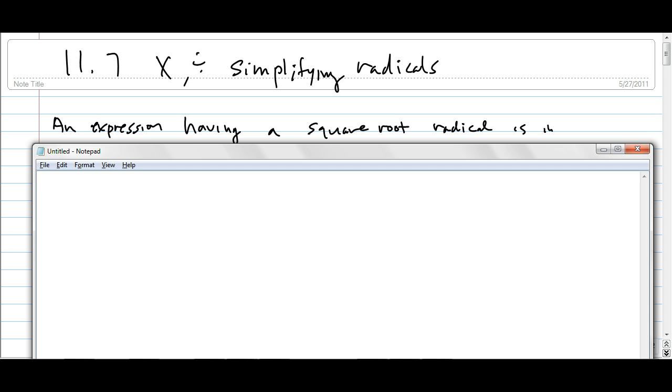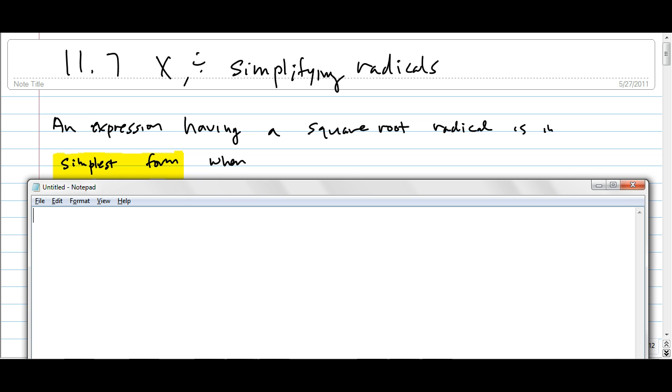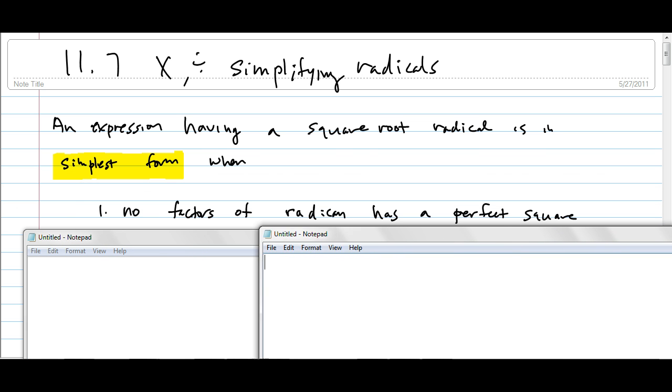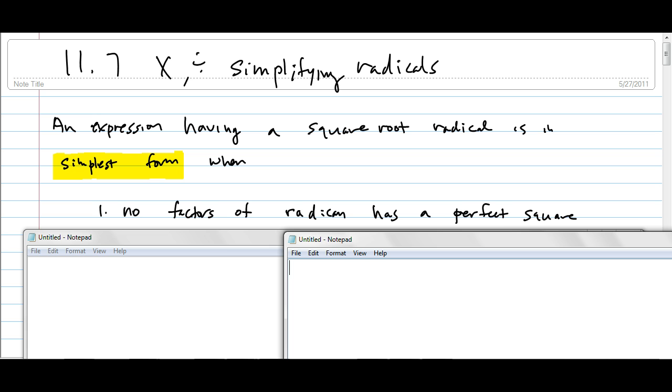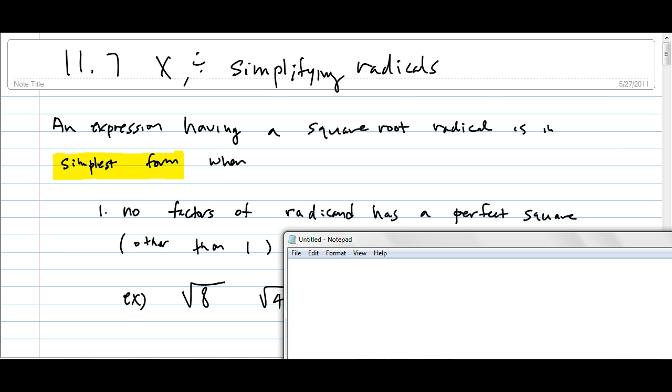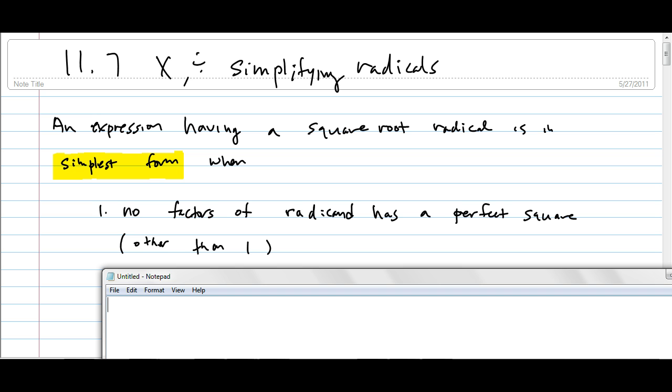An expression having a square root radical is in simplest form when, okay, write this down, there are three things that we're going to talk about. I'm sure a lot of you know this rule already. First one: no factor of the radicand is a perfect square other than 1, okay? Does anybody know what I'm trying to say here? What does this mean? No factor of the radicand is a perfect square, other than 1.